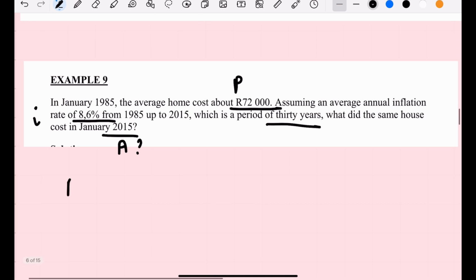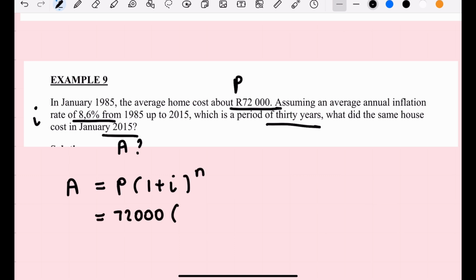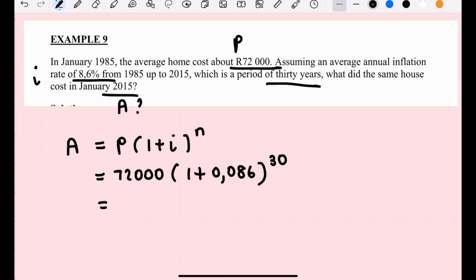Okay, so it's going to be A is equal to P times (1 plus i) to the power of n. The original value is 72,000 Rand. 1 plus the interest is 0.086, to the power of 30, because it's 30 years that elapsed between 1985 and 2015. So you put that into your calculator, and then you get your final value: that house would now cost 855,514.26 Rand.